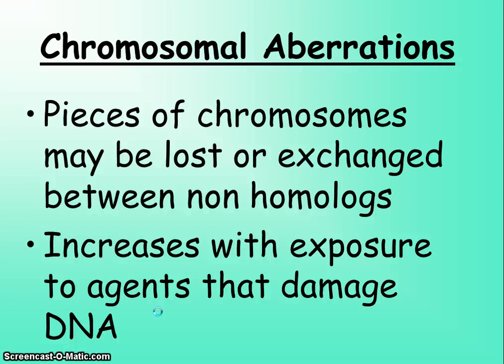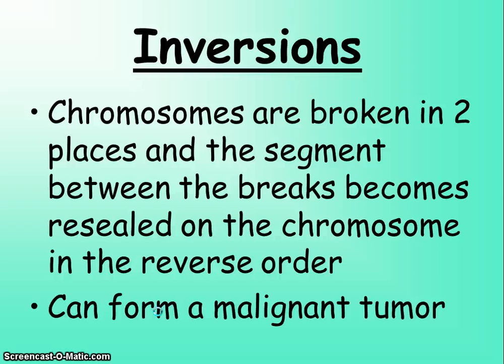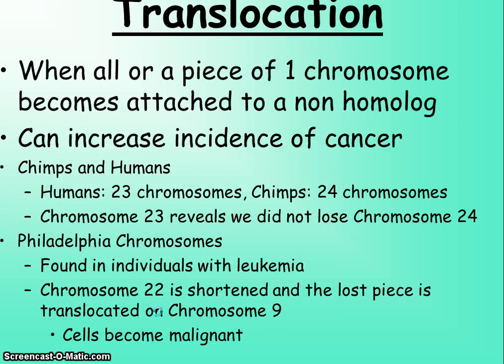This tends to occur as we increase exposure to harmful carcinogens that will damage the DNA. Inversions are when pieces of the chromosomes are broken and then become resealed in the reverse order, and that actually can form a malignant tumor, which is cancerous. Translocation is when all or a piece of one chromosome becomes attached to a non-homolog, and again this also can increase the rate of cancer.